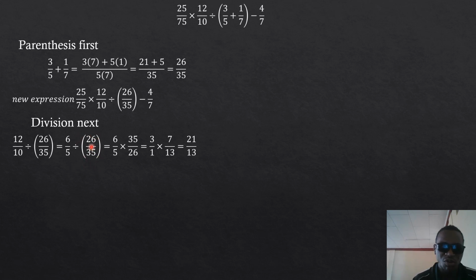The second fraction was 26 over 35. When you invert, it means you swap the numerator and denominator. So this 35 will go up and 26 will come down. That's why I have 35 over 26. This swapping is called the reciprocal of the fraction. So when you are asked to find the reciprocal of a fraction, you just have to swap the numerator and the denominator. Okay? I hope you understand it.